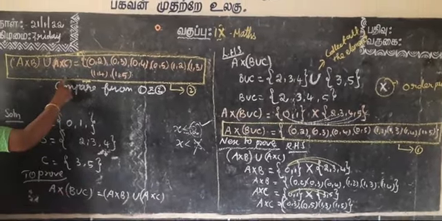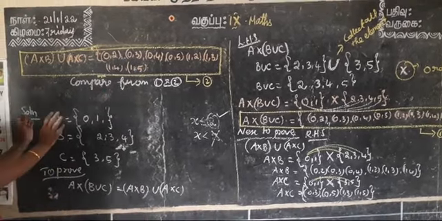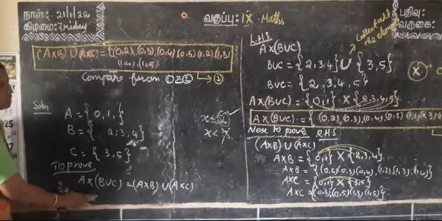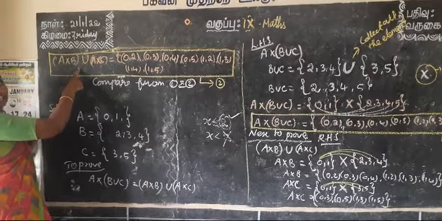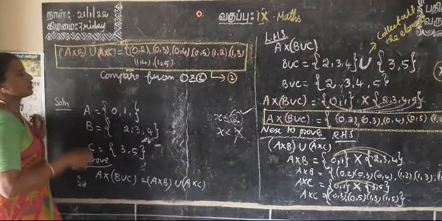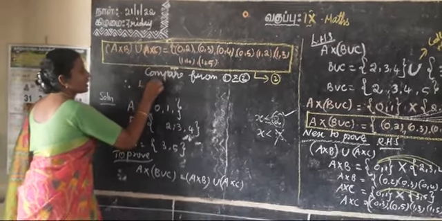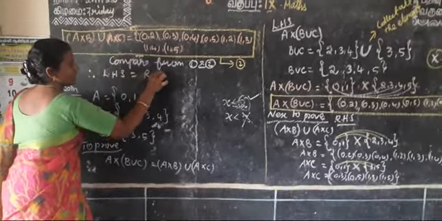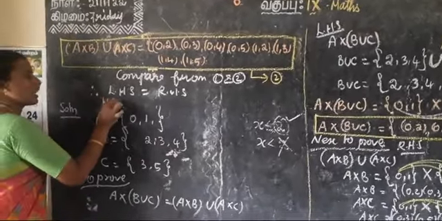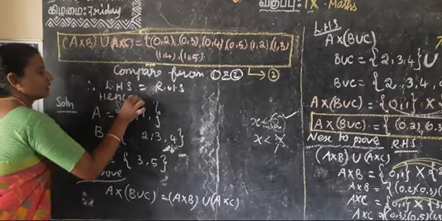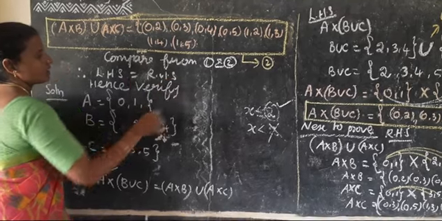The left hand side and right hand side are equal, which means the given condition is verified. They asked the question, verify this condition. So we found the A cross B answer, the left hand side answer and the right hand side answer. Both are equal. Therefore, left hand side is equal to right hand side. So the given condition is verified. So finally you write the conclusion: Hence verified.